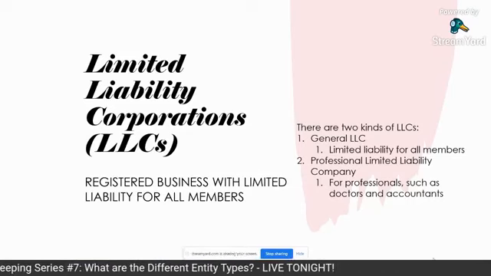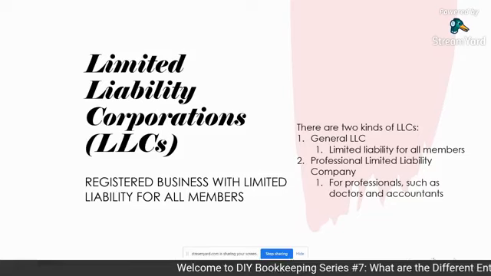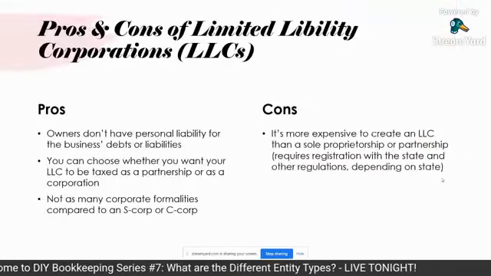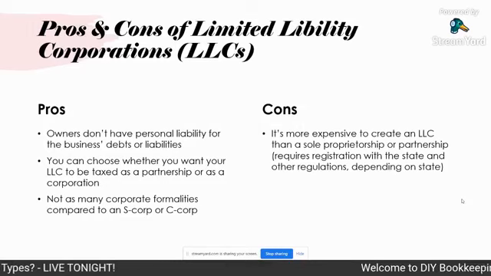So the two kinds are the general LLC, which is limited liability for all members, and a professional limited liability company. Those are for professionals such as doctors and accountants. And we're going to go through these with everything, pros and cons of an LLC.